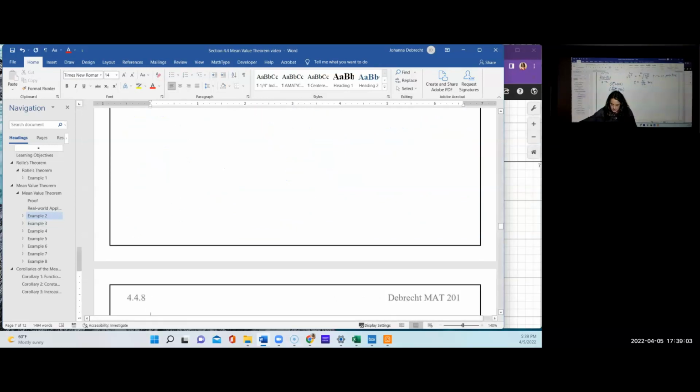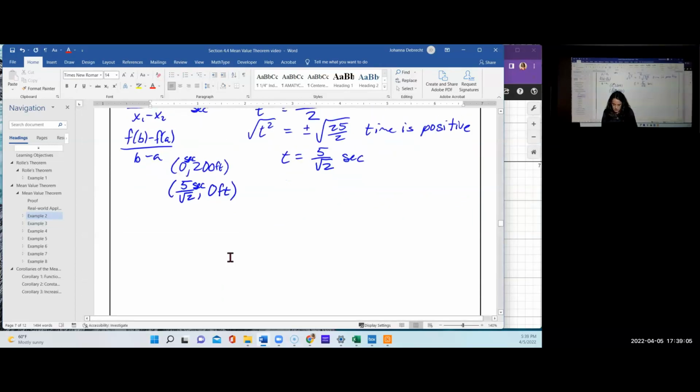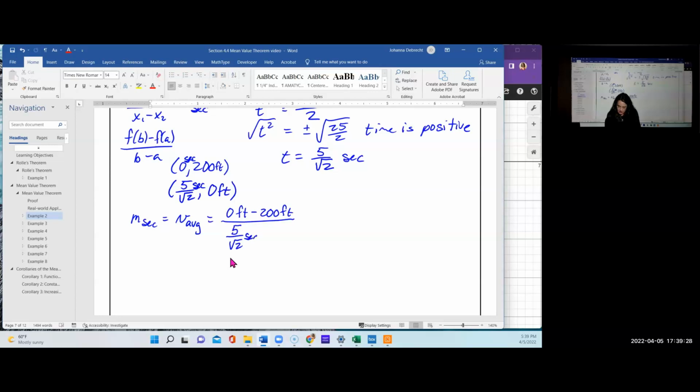So we have two ordered pairs, and we can apply the difference quotient, which is the average velocity, the slope of the secant line. So we can do our 0 minus 200. So let's create some space here for us to work. The slope of the secant line, which is equal to the average velocity, is equal to 0 feet minus 200 feet over, and then we have to use the same time from the same ordered pair, 5 over the square root of 2 seconds minus 0 seconds.